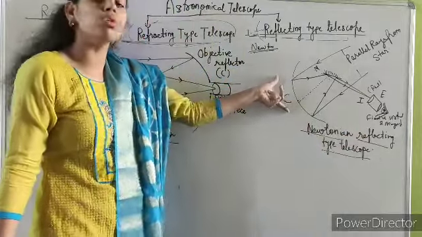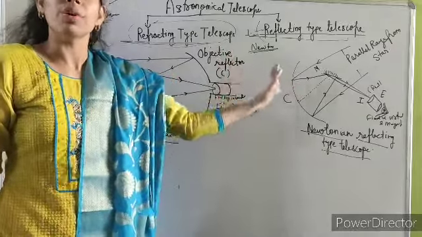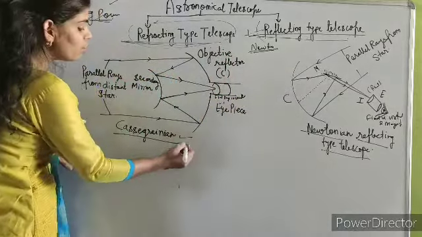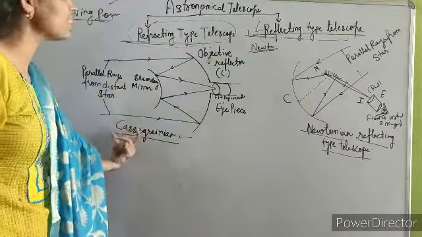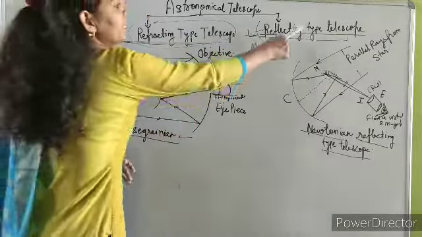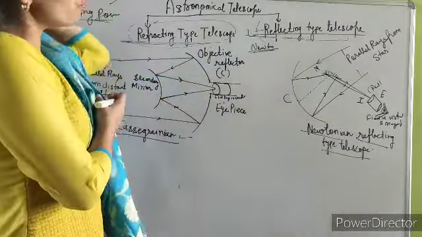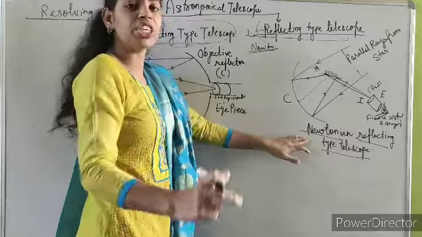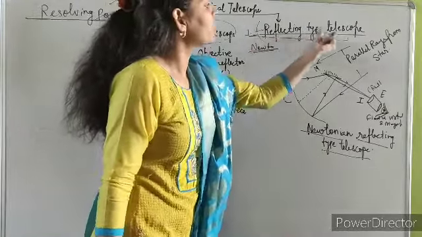But students, this was also not the final model. Improvement has been done from time to time, and today we study the final reflecting type telescope, that is known as the Cassegrainian reflecting type telescope. But before that, we have to first study the initial model designed by Newton for the reflecting type of telescope.